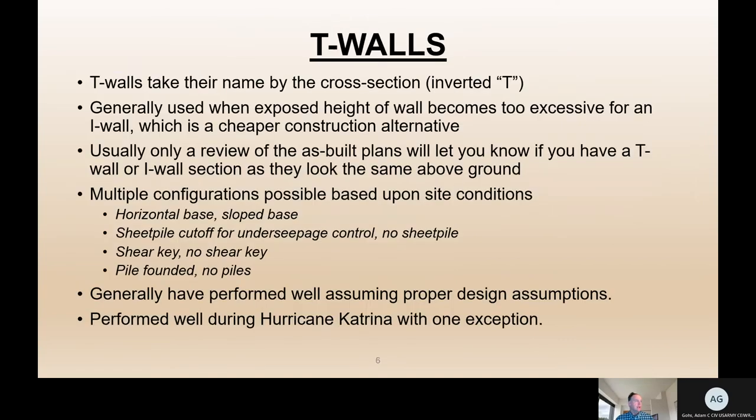So T-walls: usually the horizontal base is most common, sloped base less common. The sheet pile cutoff is for underseepage control, generally not for stability, but it can be considered in your risk evaluation to contribute to stability if need be. Shear keys are for sliding stability; many have shear keys, many do not, and they may be pile founded or not. Generally, these perform very well in flood loading to the full height, with a few exceptions.